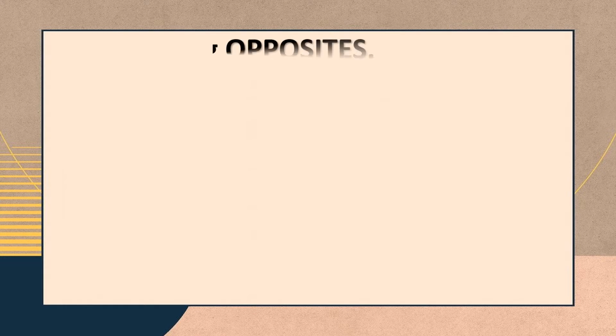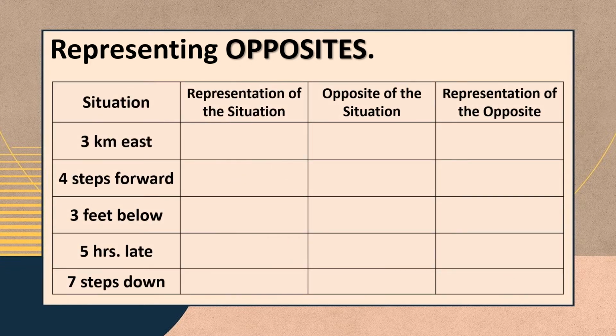Now, let's represent the opposites using the following situations. Number 1, 3 kilometer east. From the situation, the word east means positive. The representation is positive 3. The opposite is west, so we have 3 kilometer west. Therefore, this is negative. The representation is negative 3.